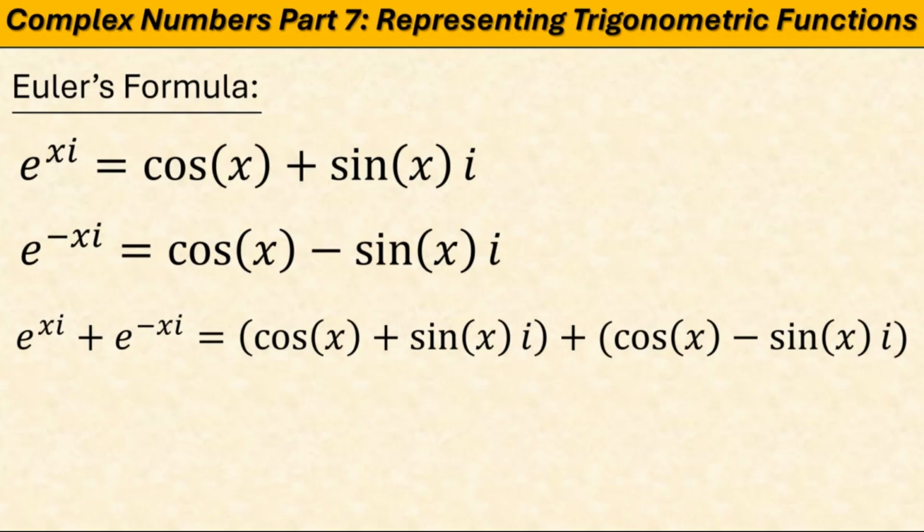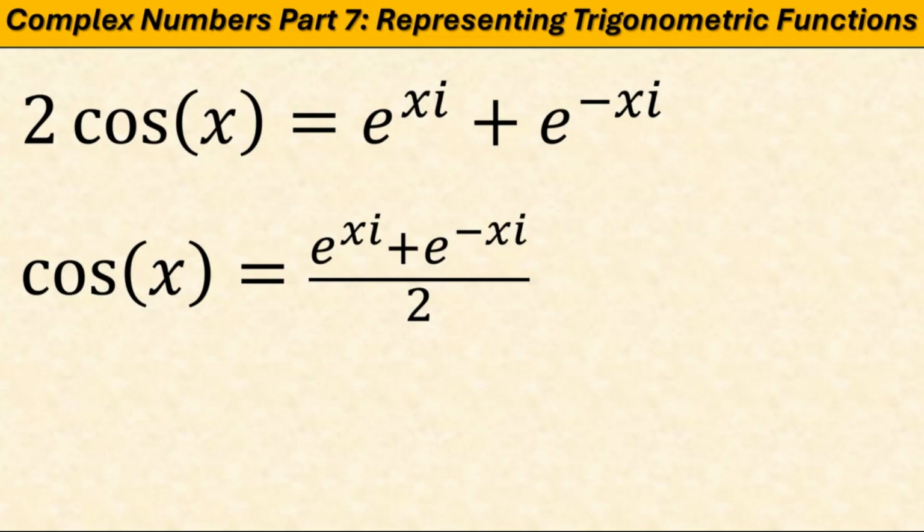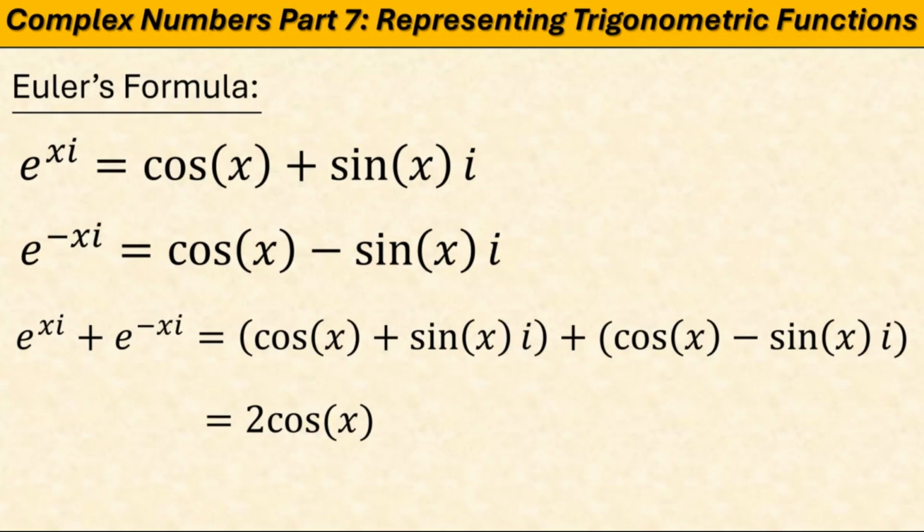What we'll do is add them together. If we do that, we notice that the two sine values, sine xi and negative sine xi, cancel out. And we also notice that the two cosine values can be added together. And so we are just left with 2 cosine x. Then what we can do is divide both sides of the equation by 2, and then we now have a new representation for cosine.